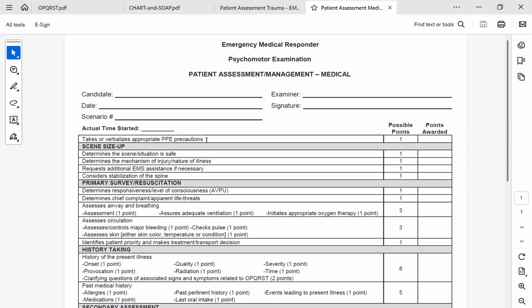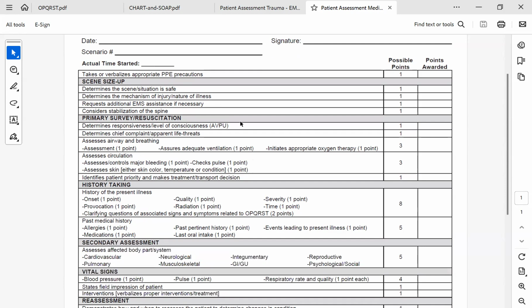So we have our PPE, our scene size up, making sure the scene is safe, our mechanism of injury, nature of illness, requesting additional EMS if necessary, considering stabilizing the C-spine if you think they've hit their head, neck, and back, anything like that. We have our AVPU, so determining that level of response or level of consciousness. We have our alert, voice, pain, unresponsive. We get into what's their chief complaint? What are they telling you is wrong? You're looking for any apparent life threats that we need to fix right away.